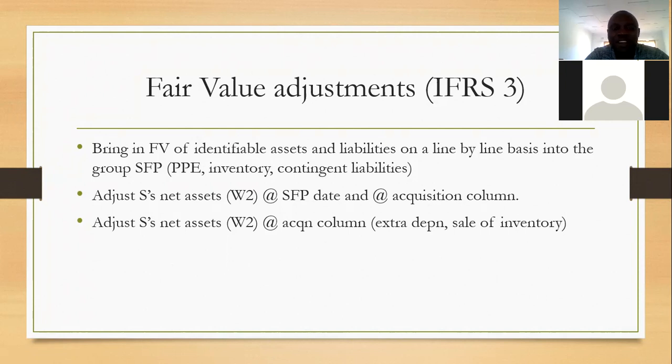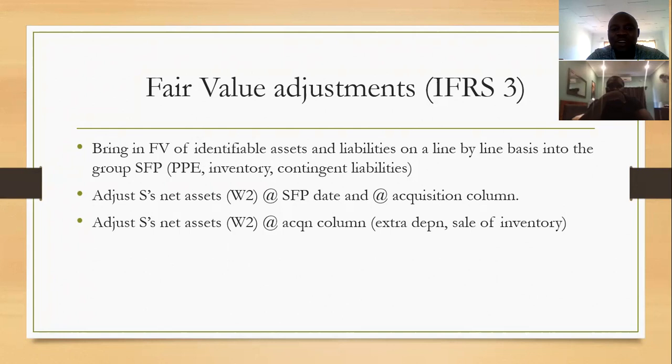For example, you have fair value of identifiable assets and liabilities on a line-by-line basis into the group statement of financial position or the balance sheet. This fair value could be the property, plant, and equipment. It could be inventory. It could be contingent liabilities. So how do we adjust it?